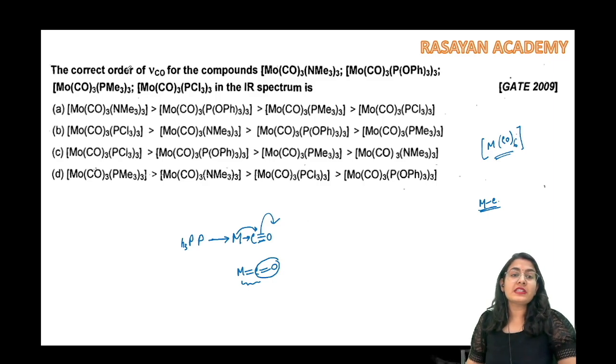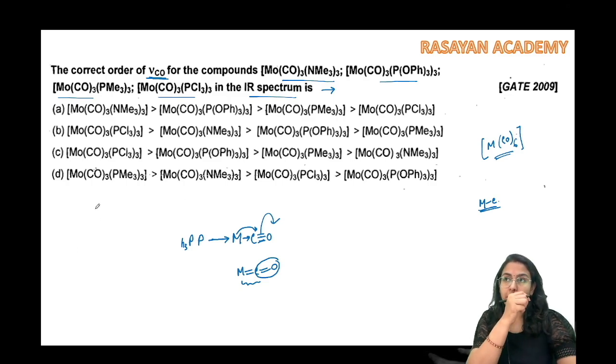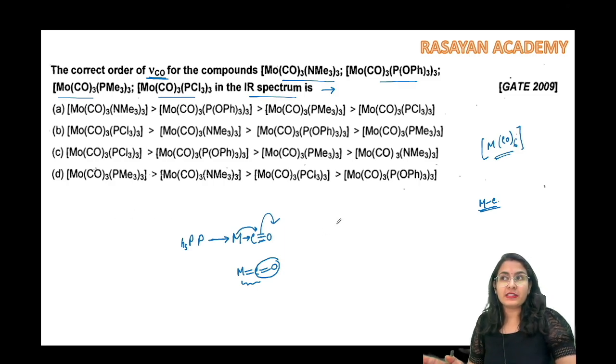So the question is just asking you the correct order of carbonyl stretching frequency for these compounds in the IR spectrum. So take your time and try to answer it. As we know, we first compare the electron donating property of phosphine. We are going to have a separate session on phosphines, where we will see that phosphines have a variety of donor properties, and because of that some are strong donors, some are weak donors. Not all phosphines are going to form a strong bond with the metal.